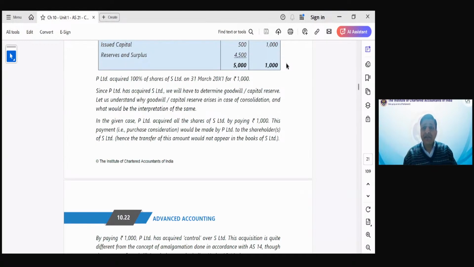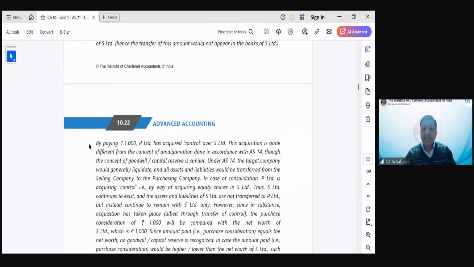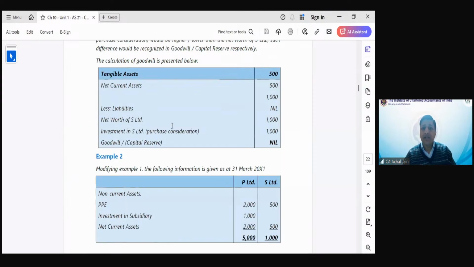Now, net assets, one can say, are equivalent to the issued capital and the reserves. So for S, what is this amount? 1000. Right? And the purchase consideration is also 1000. So do you get any goodwill in this example? The answer is no. Why? Because both of these amounts are matching. Okay. Yeah, simple.